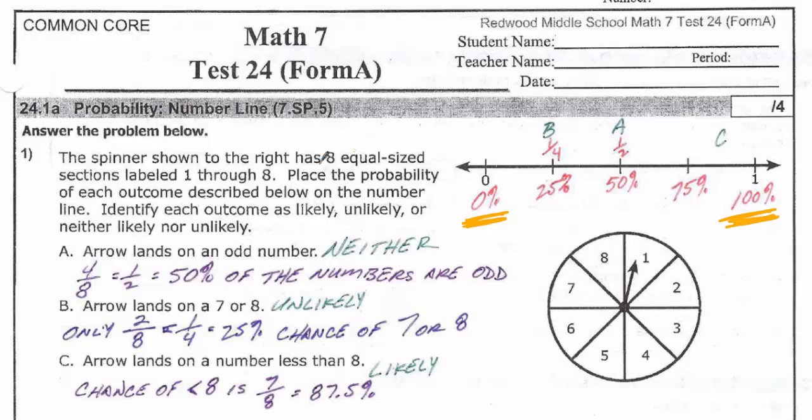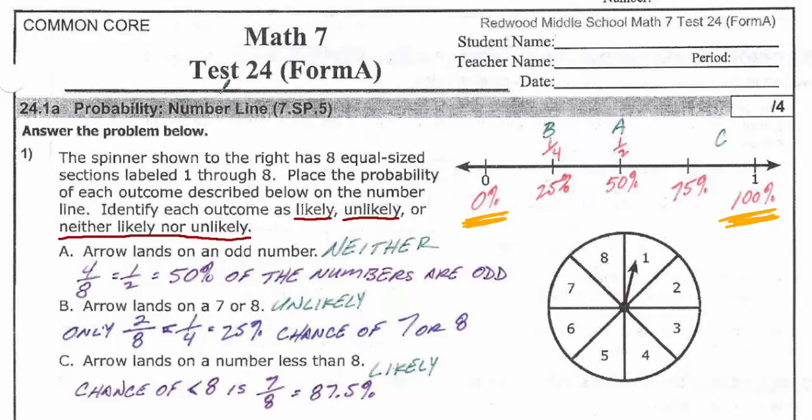So we're going to place all three of these statements on that number line based on this spinner. So we have a standard spinner. It spins 1 all the way through 8. Here are the questions. And when we answer each of these questions, not only are we going to place it on the number line, but we're going to identify them as an outcome that is likely, probably going to happen, unlikely, which is probably not going to happen, or neither likely nor unlikely, which means, you know what, we really can't say if it's going to happen or not going to happen. Those are the things that fall in the middle.